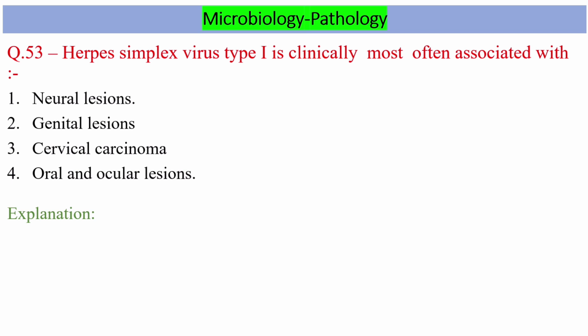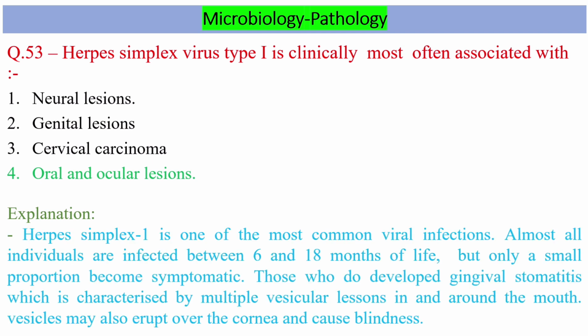Herpes simplex virus type 1 is clinically most often associated with: neural lesions, genital lesions, cervical carcinoma, oral and ocular lesions. Correct option is oral and ocular lesions.